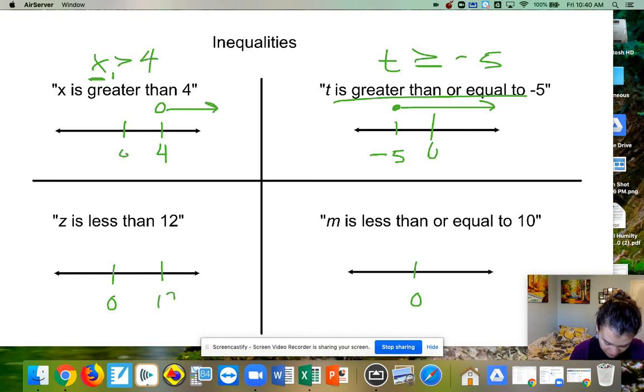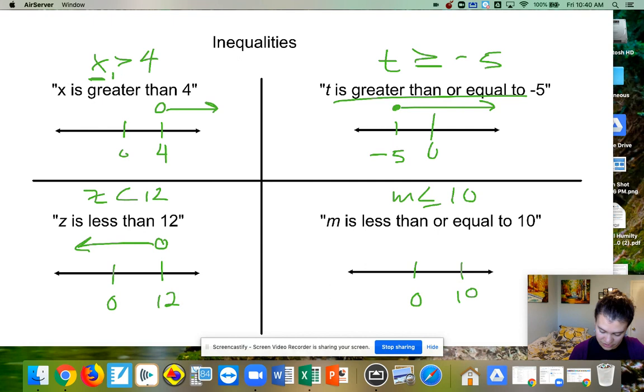We put 12 right here. We have z is less than 12. We don't have the equals sign, so I have to start with an open circle. And then we're going less than 12, so we're going this direction. Put 10 on my number line here. We have m is less than or equal to 10. So we have the equals sign, so I need to have a closed circle. And then we're less than or equal to, so we're going to go that way.